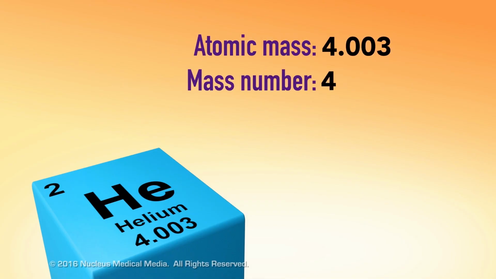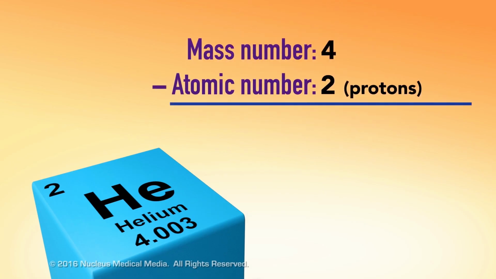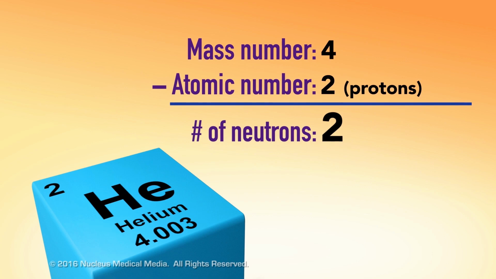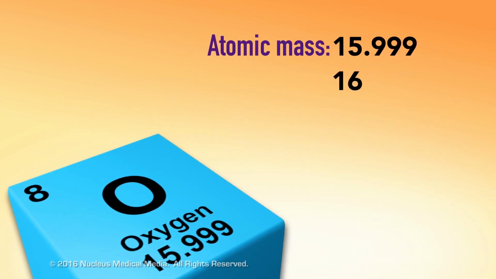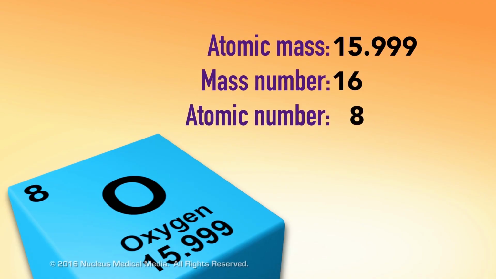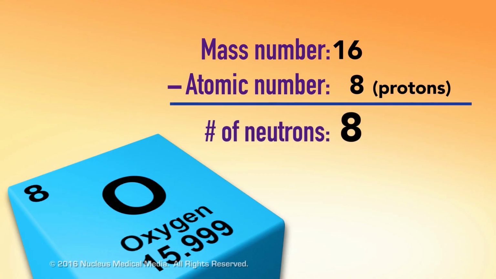We can also see that helium's atomic number is 2, which means it has 2 protons. Now, we can subtract the atomic number from the mass number to see that the most common isotope of helium has 2 neutrons. In the case of oxygen, we can round its atomic mass up to get a mass number of 16. Since its atomic number is 8, we know oxygen has 8 protons. And by simple subtraction, we can determine oxygen also has 8 neutrons.